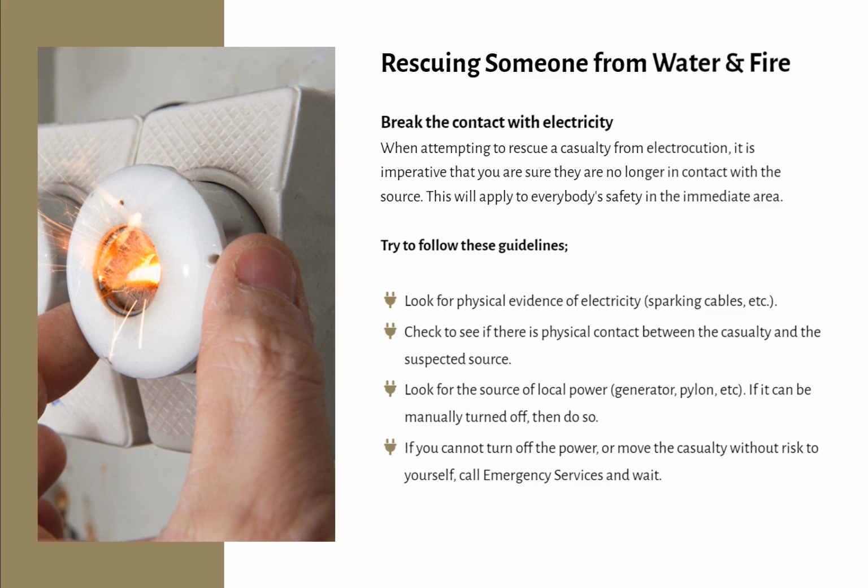Look for physical evidence of electricity, sparking cables, and so on. Check to see if there is physical contact between the casualty and the suspected source. Look for the source of local power, generator, pylon, and so on. If it can be manually turned off, then do so. If you cannot turn off the power or move the casualty without risk to yourself, call emergency services and wait.